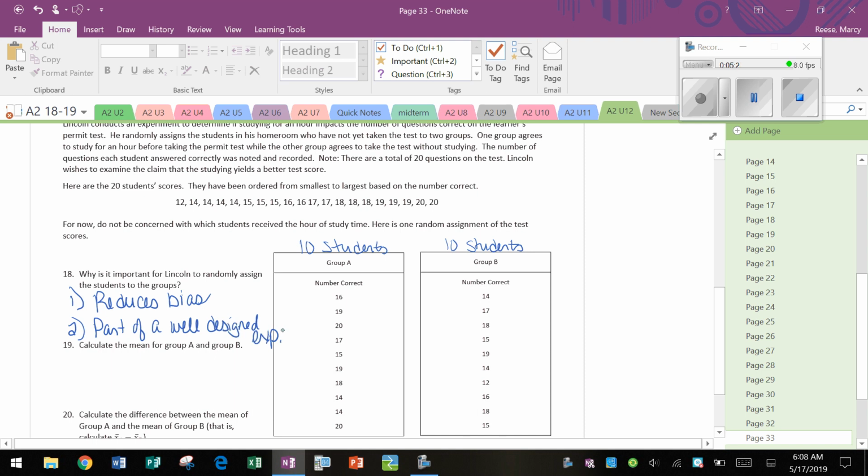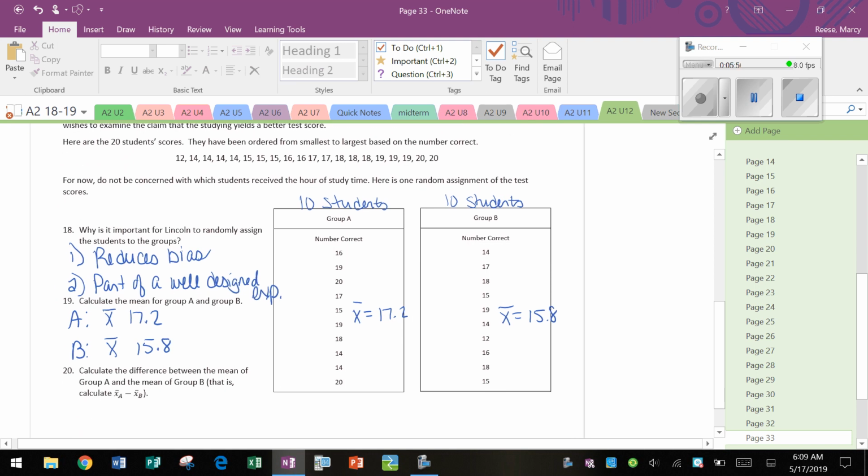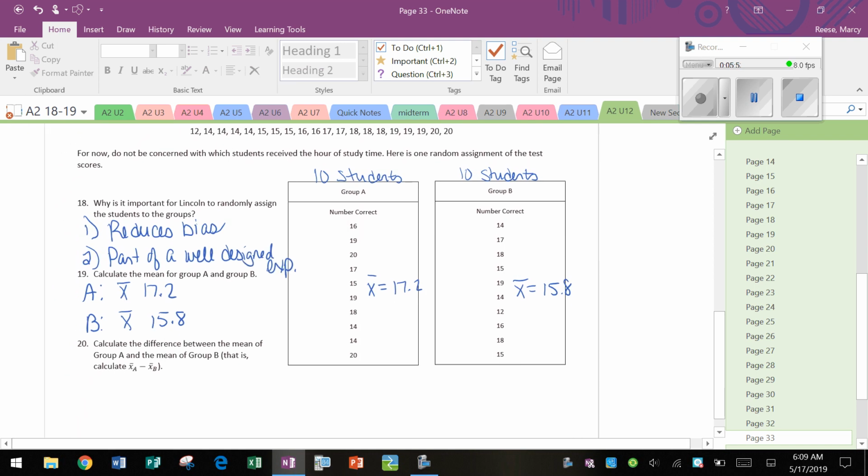Okay? Now, calculate the mean for group A and for group B. So I'm going to be friendly to you and give you the mean for both. And I'm going to write it twice so we can see it. So for A, the mean is 17.2 when I put the data in my calculator. And the mean for B is 15.8. Okay, so there's the mean. That's the average number of correct for each group.